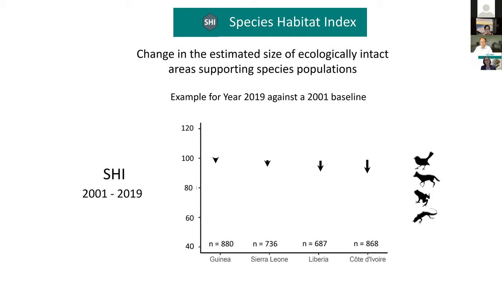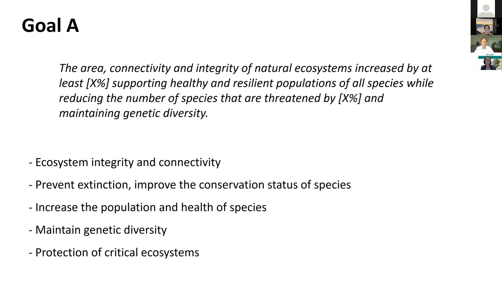We can repeat this assessment for the hundreds or thousands of species across the world, and here, for the four countries that shared stewardship for this particular duiker, we find that overall Guinea actually almost stayed at the level of 100. And the one country where we've seen the greatest change in SHI, the species habitat index, across those years in the past would be Ivory Coast, with about 868 species in that case contributing to that metric.